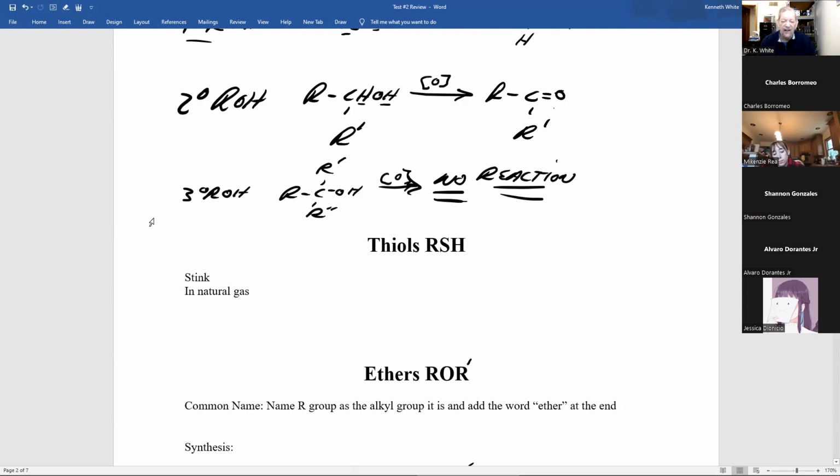Next, I talked about thiols. Thiols are the sulfur equivalent of an alcohol. Instead of ROH, you have RSH. The two things you should know is thiols stink. They stink. Remember, a skunk emits thiols as its defensive weapon. If you've ever been around an animal or just an area that's been skunked, it stinks to high heaven.